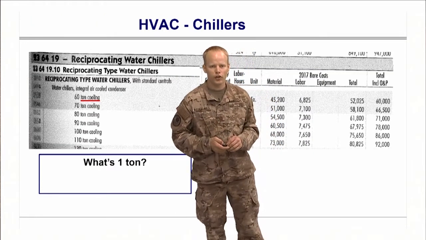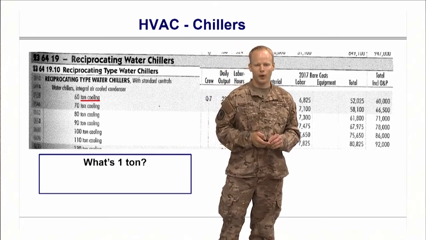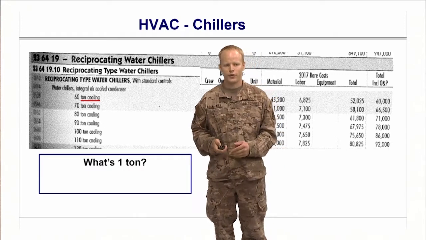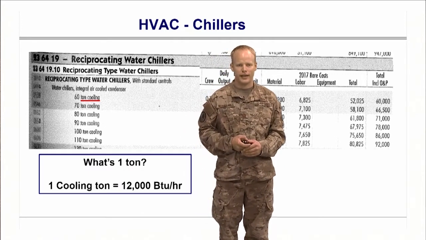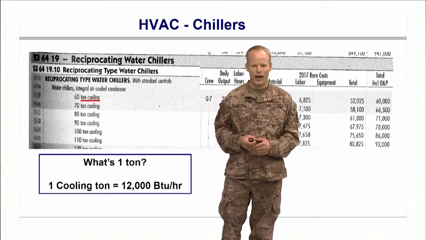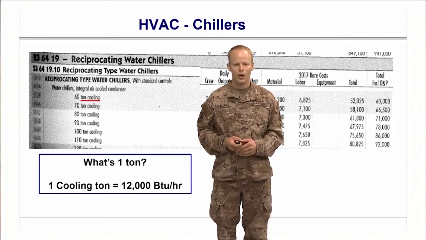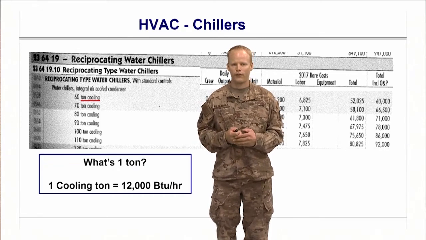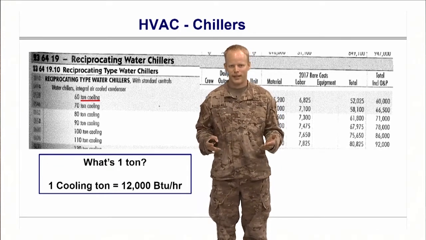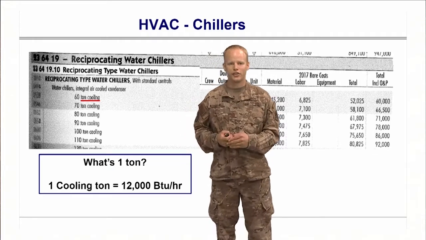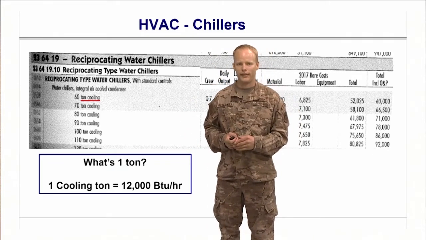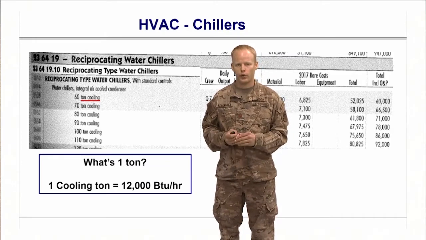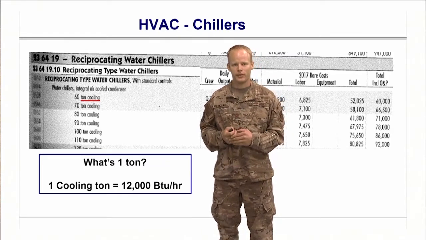So here is what it looks like in RS Means. And the question that I have for you is, what is 1 ton? Well, 1 ton, as we refer to it as a cooling ton, is 12,000 BTUs per hour. So there's your conversion factor. We only refer to tons when it comes to cooling. So you'll never refer to a heating ton, because that doesn't make sense. Your mechanical engineers, your HVAC technicians will possibly laugh at you. But 1 cooling ton is only used for cooling, and that represents 12,000 BTUs per hour.